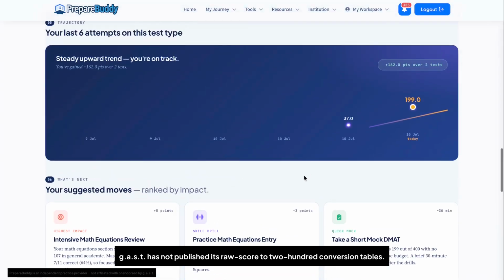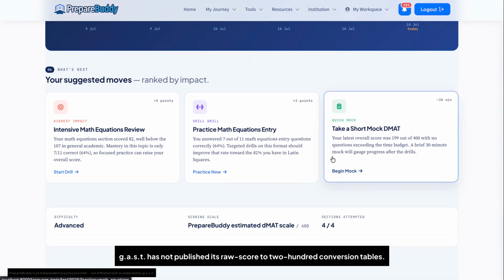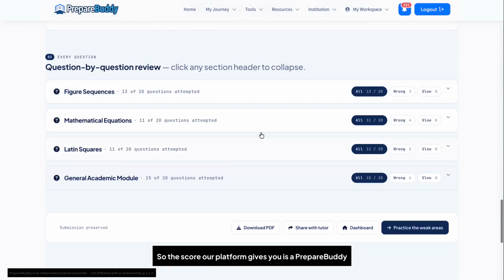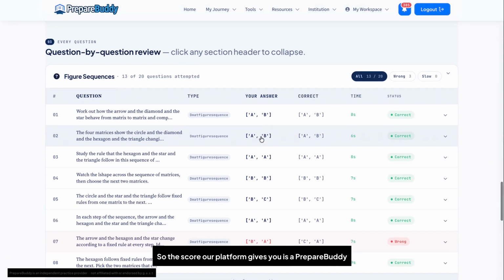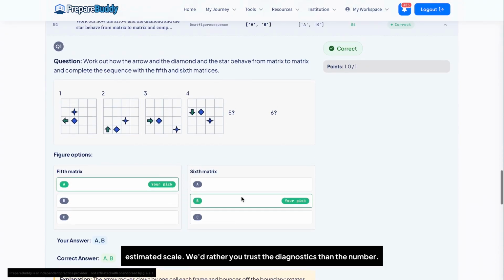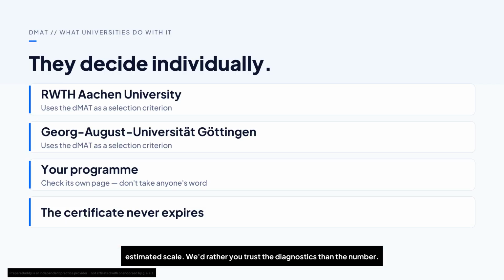g.a.s.t has not published its raw score to 200 conversion tables. So the score our platform gives you is a PrepareBuddy estimated scale. We'd rather you trust the diagnostics than the number.